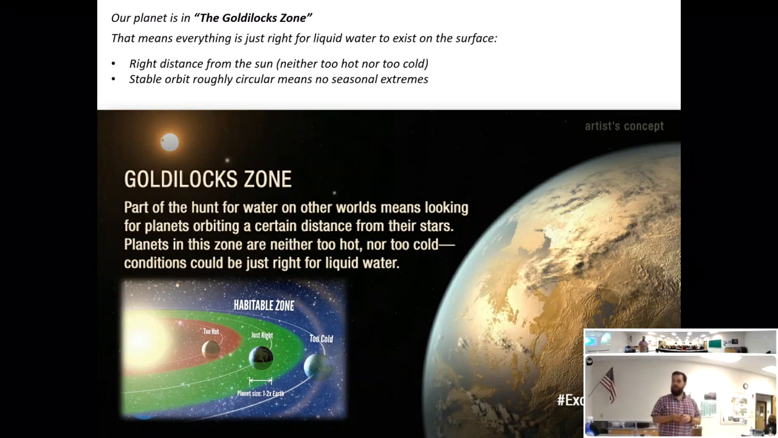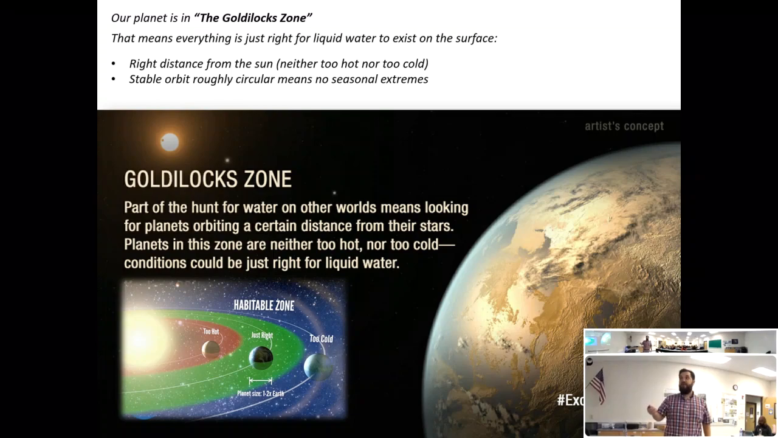And what can happen? Well, you can be too close to the sun, right? If you're too close to the sun, why is that problematic for liquid water? It's too hot, right? If you're too far away from the sun, what happens? It's too cold, right? It's just like the Goldilocks story. So then you don't have liquid water, you have some kind of frozen ice, right? There's other parts of this, though. You have to be the right distance from the sun.